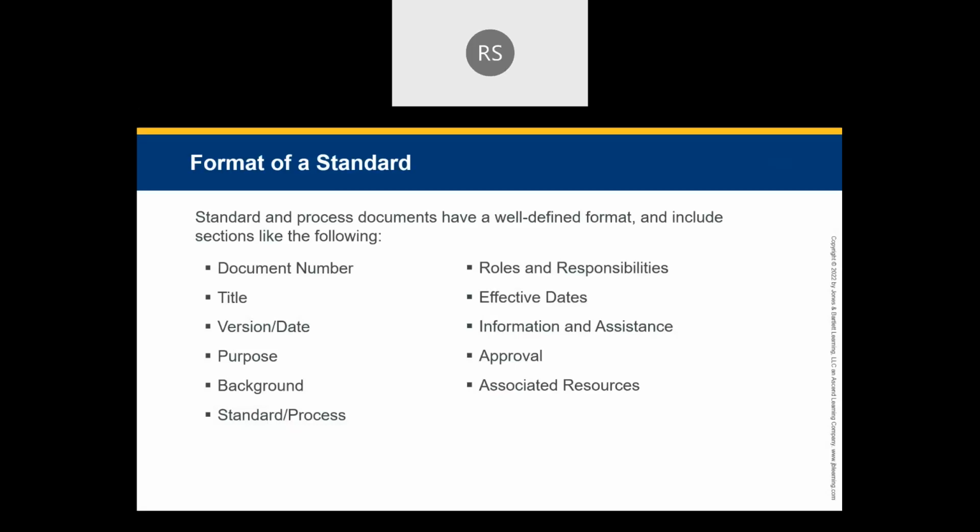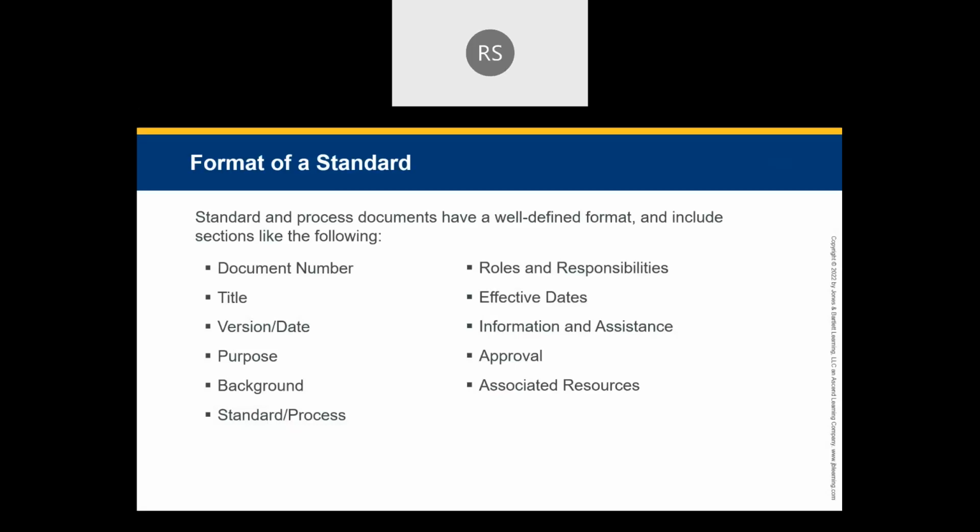The standards/process section is a core section of the document that contains detailed requirements, guidelines, or steps that need to be followed. It's going to outline the specific security controls, measures, or procedures that must be implemented. The roles and responsibilities section identifies the individuals or roles responsible for executing or overseeing the standards and process. So it clarifies the accountability and duties of different stakeholders.